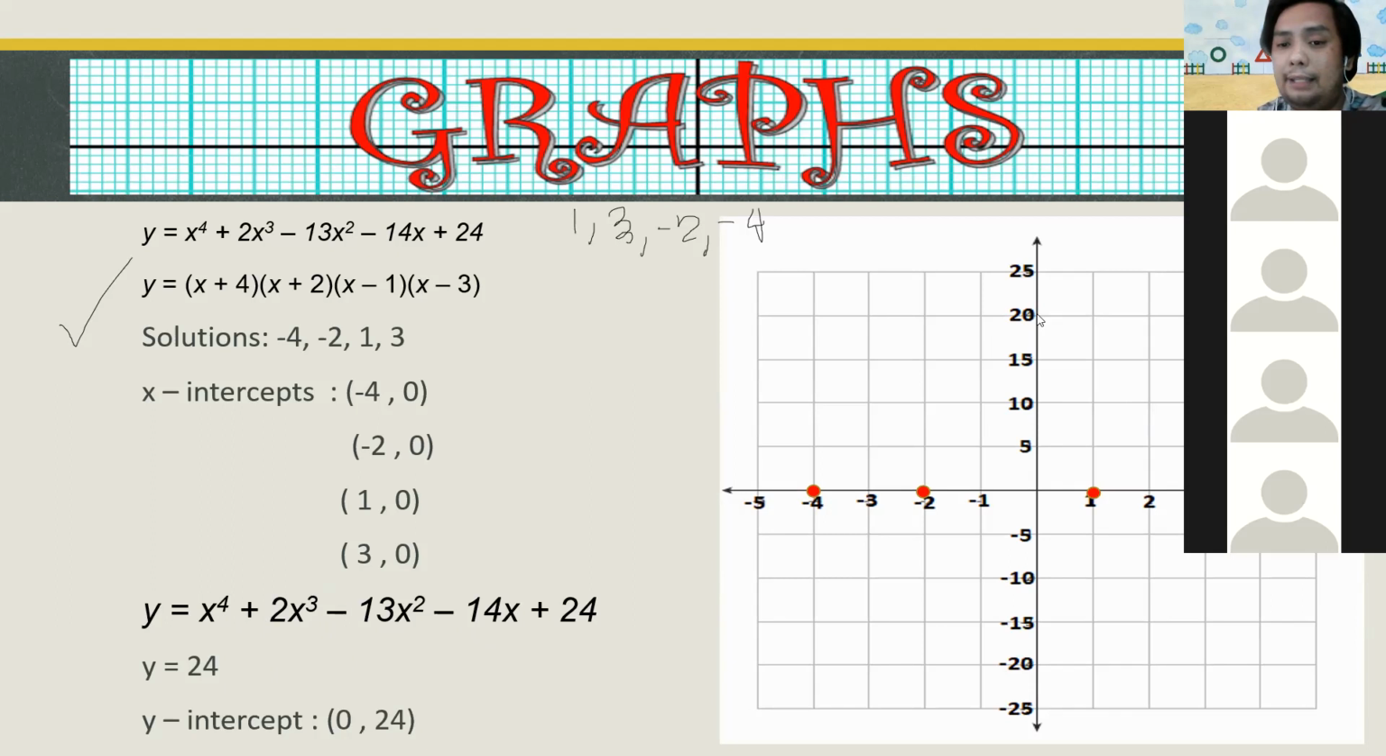Okay. So let's plot 0, 24. That one is on the y-axis. That's the difference: earlier, the x-intercepts are on the x-axis, while the y-intercept is on the y-axis. Is that clear? Any questions? Are we clear? Okay, so we can now move on.